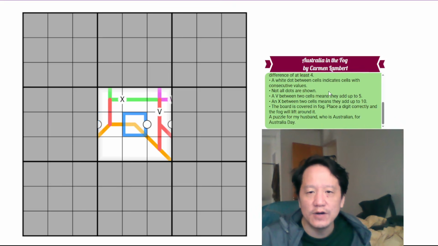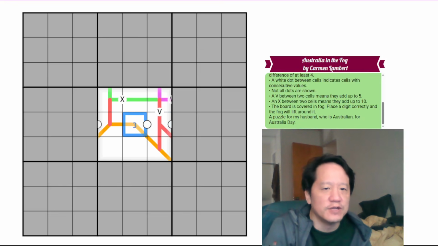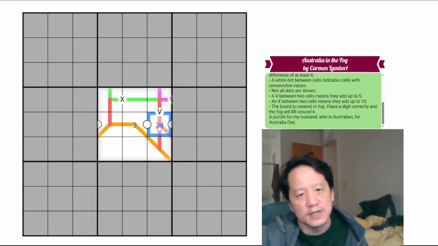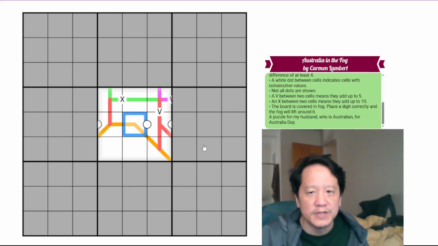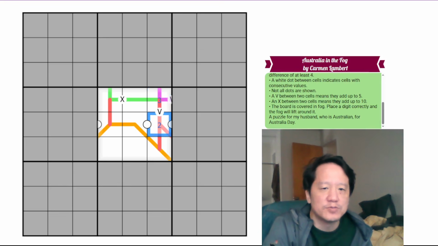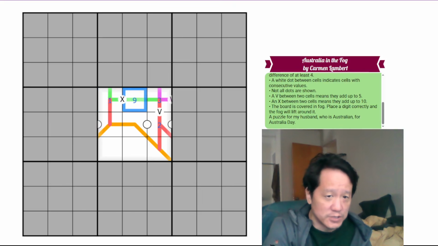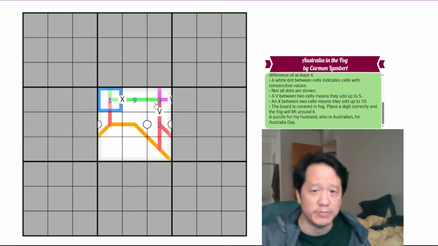We also have a white dot between cells, which indicates cells with consecutive values. Not all dots are shown. So for example, if this were a 3, then this would have to be 2 or 4 to be consecutive with that 3. A V between two cells means they add up to 5, and an X between two cells means they add up to 10. So, for example, say this was a 3 here, then this would have to be 2, because these two digits must add up to 5. If this was a 9 here, this would have to be 1, because these two digits must add up to 10, because there's an X between them.